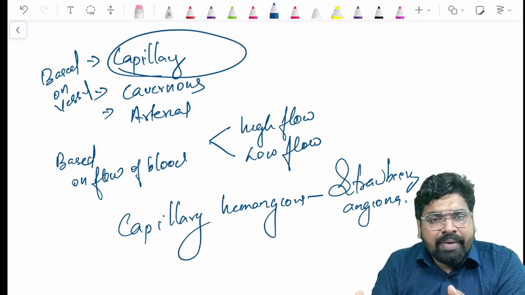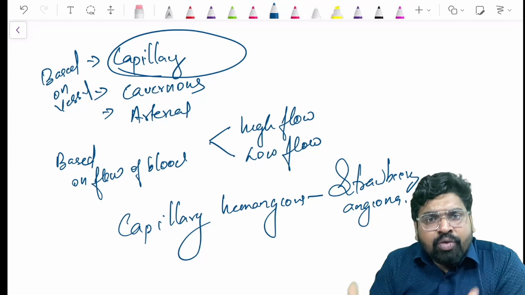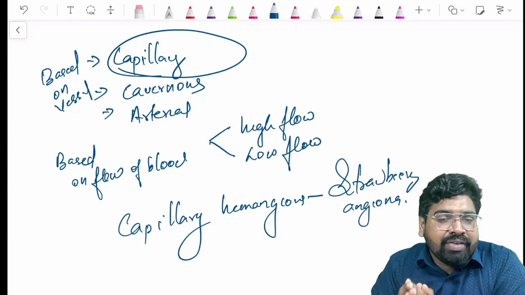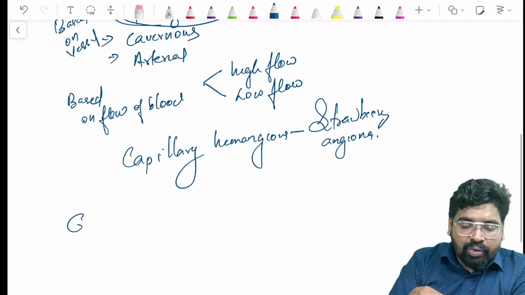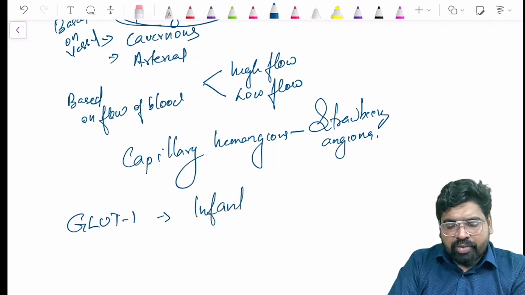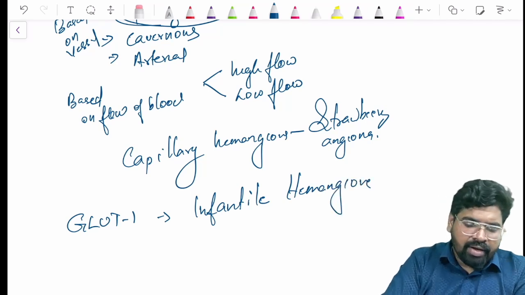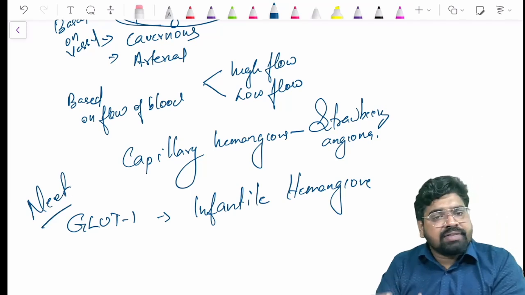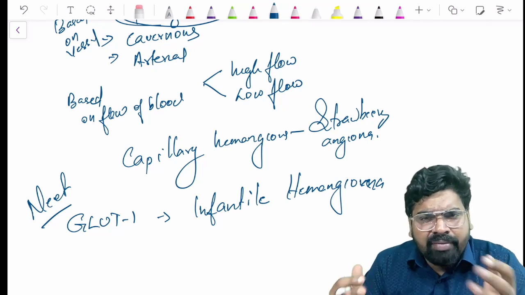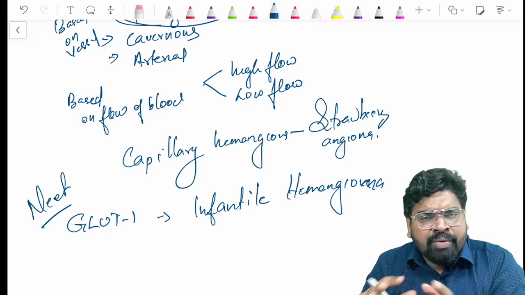How can you identify these capillary hemangiomas, and how can you demonstrate it with a marker? Which marker comes positive in these hemangiomas? That marker is GLUT1, and it is positive in your infantile hemangiomas. This is a previous question of your NEET, in which they asked which is the marker for infantile hemangiomas. That is GLUT1. Just remember GLUT1 is related to your hemangiomas. Okay, so this is a little about your hemangiomas.